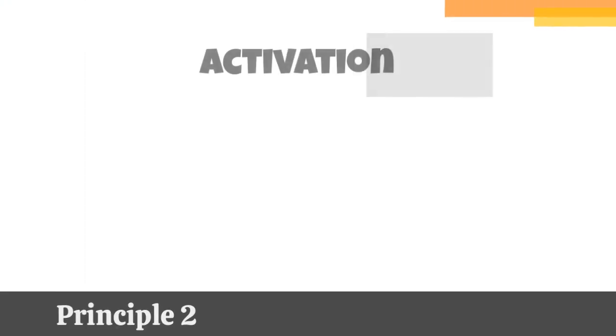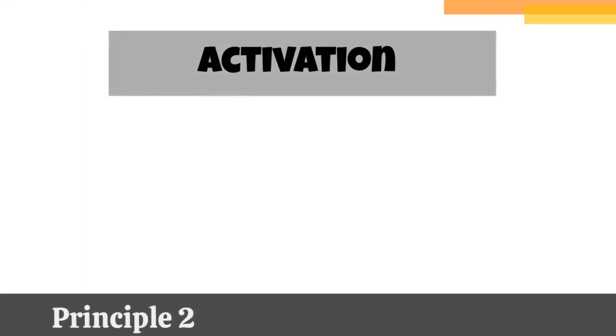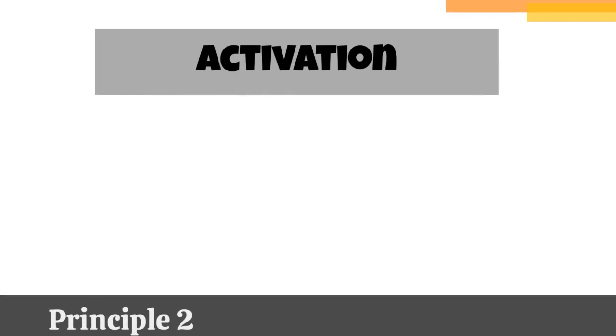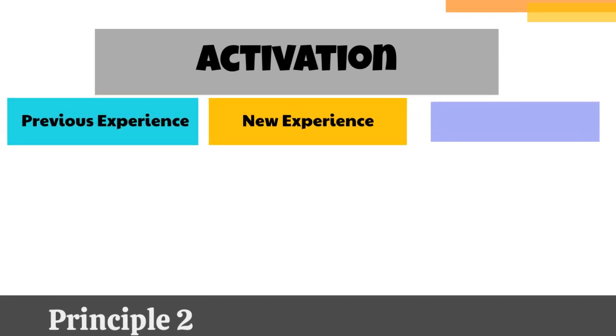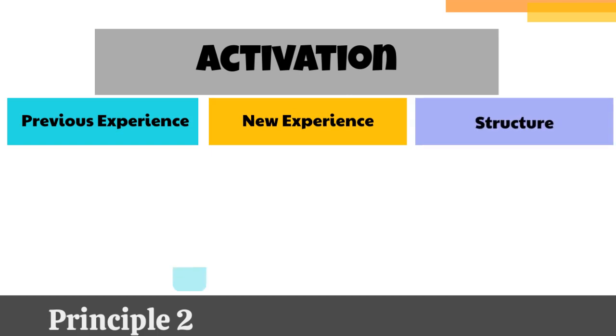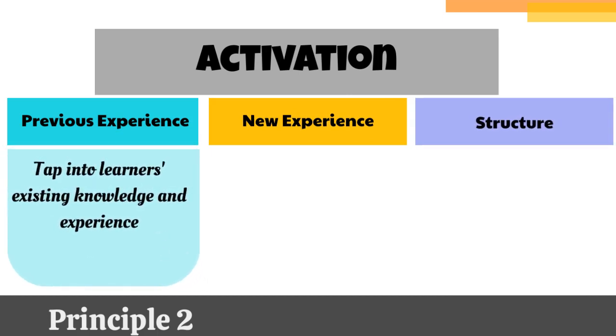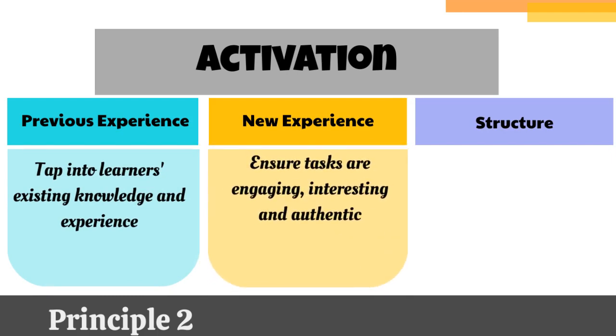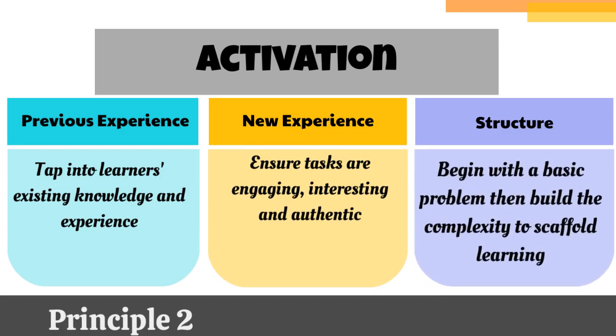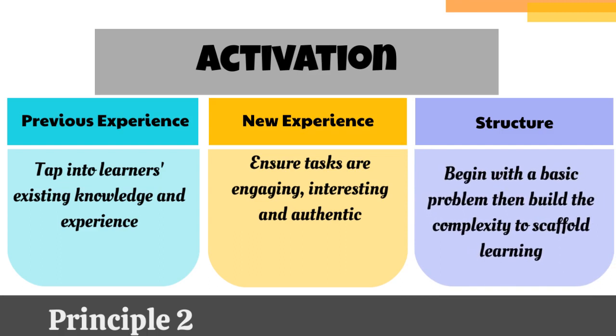There are 3 phases in the activation. First, previous experience, second, new experience, and third is the structure. In the previous experience, tap into learners' existing knowledge and experiences, while in new experience, ensure tasks are engaging, interesting, and authentic. And lastly, in the structure, begin with a basic problem, then build the complexity to scaffold learning.